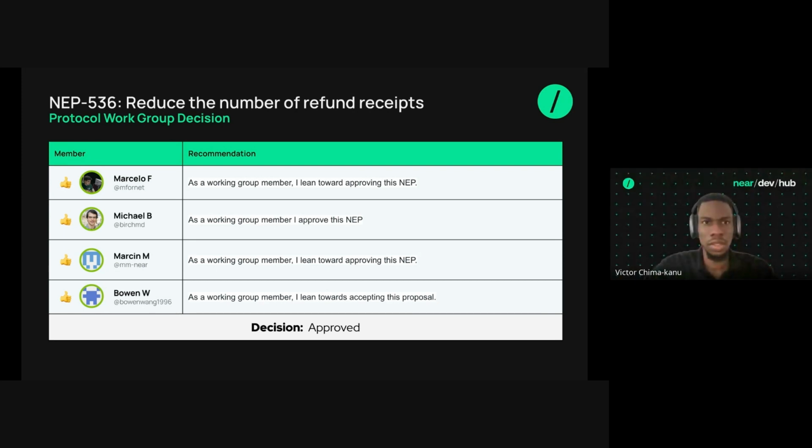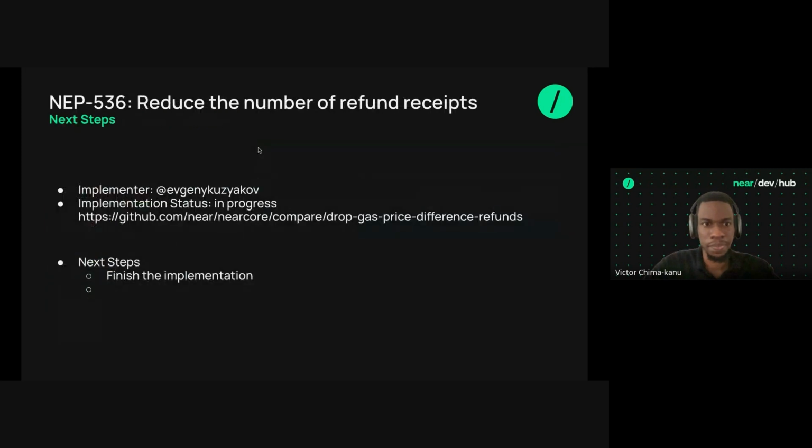Okay, thanks Marcin and Evgeny for your input. And yeah, thank you so much for sharing. Awesome. So with that being said, I would like to invite Evgeny again to talk about the next phase of implementation. Evgeny, the floor is all yours.